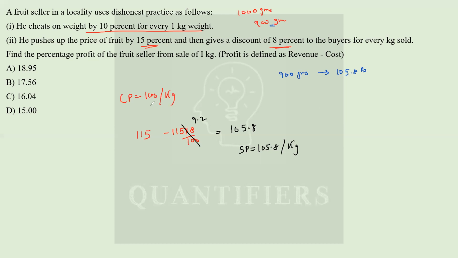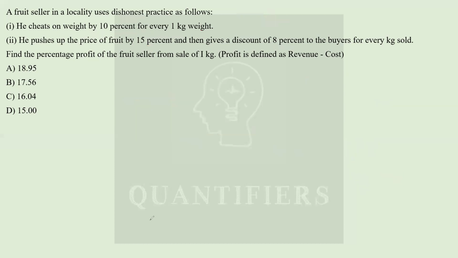Now, the cost price of fruit seller is 100 per kg. So for 900 grams, his cost would be only 90 rupees. So that means वो 90 rupees का सामान दे रहा है, for which he is charging 105.8. So that means he is gaining 15.8 on a price of 90. Right? So if we solve, we'll get 158 by 9, which comes out to be approximately 17.5. So option 2 is the correct answer. Okay, I hope this is clear to everyone. Let's see the next one now.